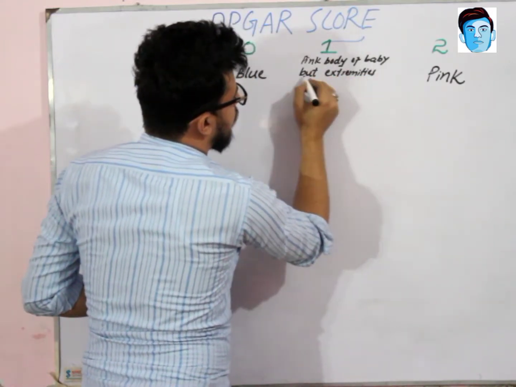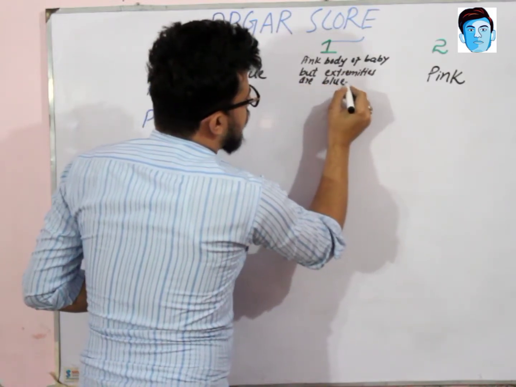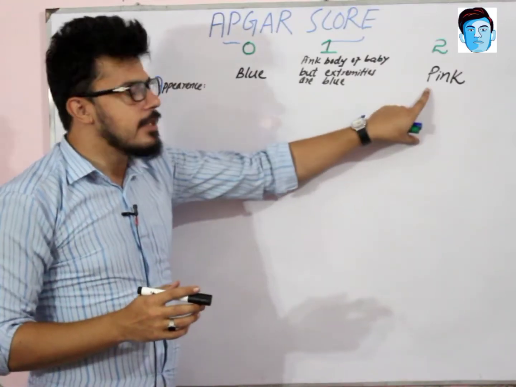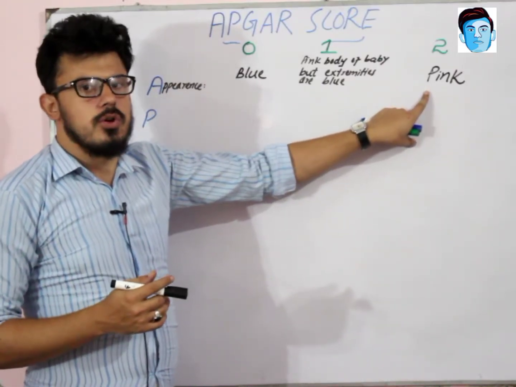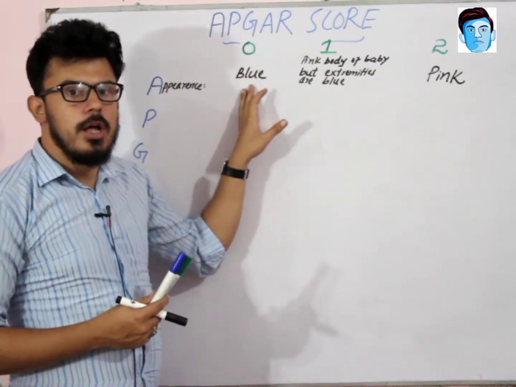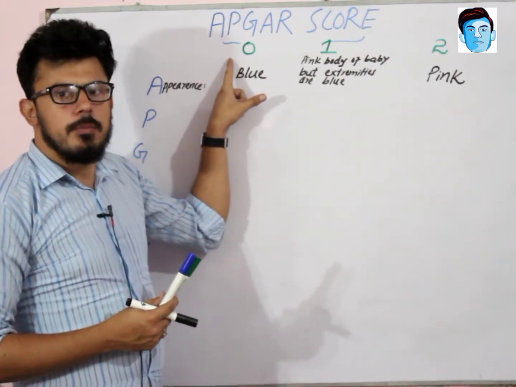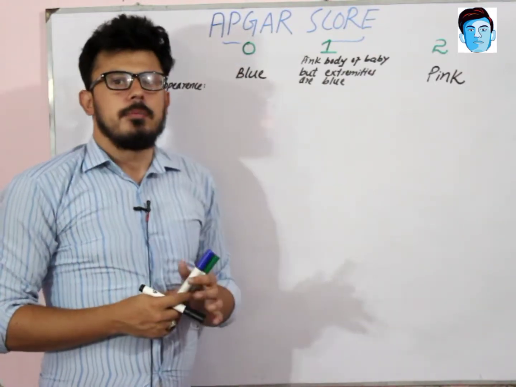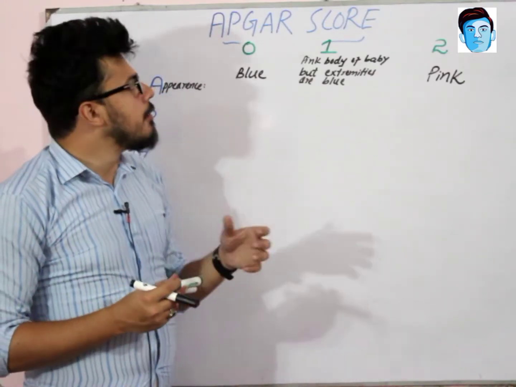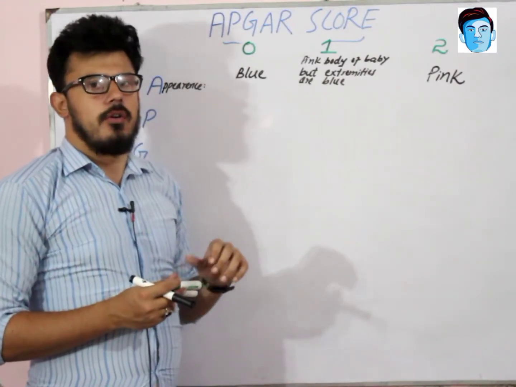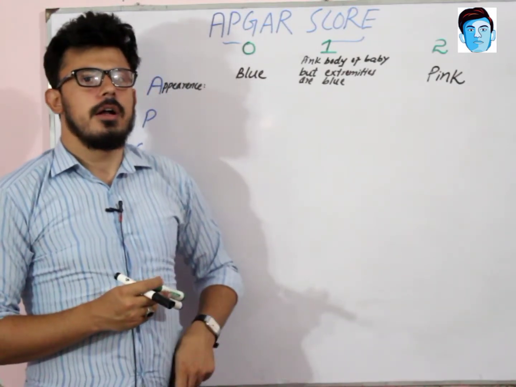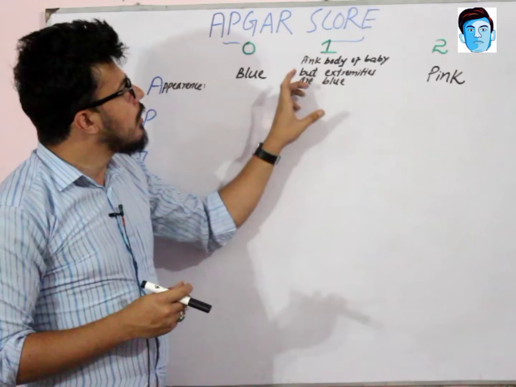Extremities are blue. So if a child, just after the birth, has a pink color, it means that is the best condition of a child, so we put it as a 2. If the child's condition is bad, that is blue, that is the worst condition of a child, we will put it as a 0. But if a child's body is pink but the extremities are blue, it means it is a relatively intermediate condition of a child. Some of it could be dangerous as well, and it could be managed as well. So here we will keep it as 1.